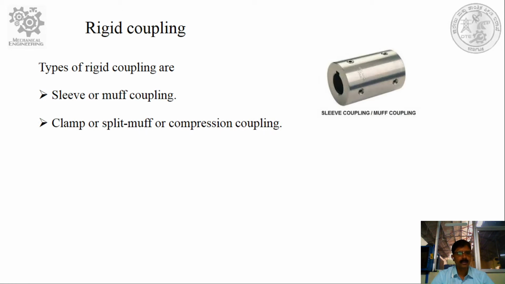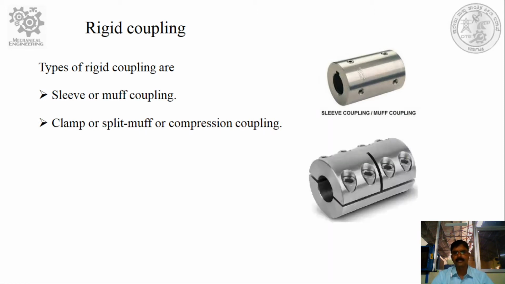The clamp or split muff coupling, or a compression coupling. You could see in the figure, it is a split muff coupling. Half of the muff is placed below and half of it is placed above after joining the two shafts, and then we fasten it with the help of a number of bolts. Here the power transmission is through the friction between the shaft and the split muffs.